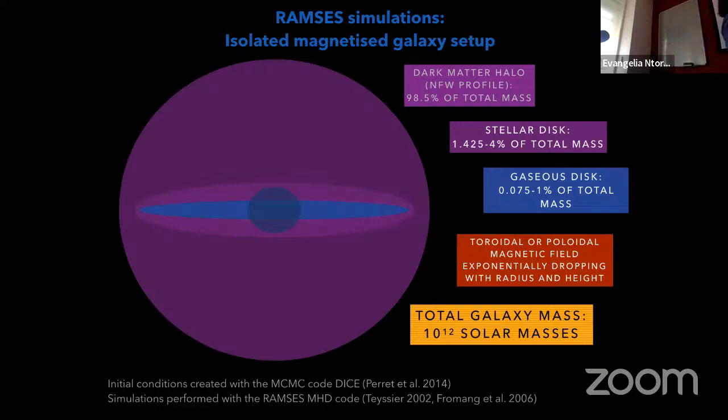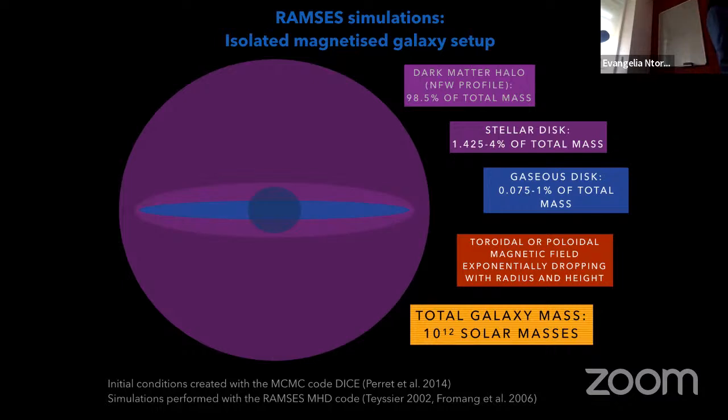Then a stellar disk that is set up as an exponential disk with an inverse hyperbolic cosine in the z direction. That makes up between 1.4 and 4% of the total mass. Then a very, very light gas disk, which in the code is treated on a grid. So the collisionless component is treated as really large particles that interact gravitationally with each other and with the gas. The gas is sampled on a grid, so you have an Eulerian approach to solving the hydro-MHD equations.